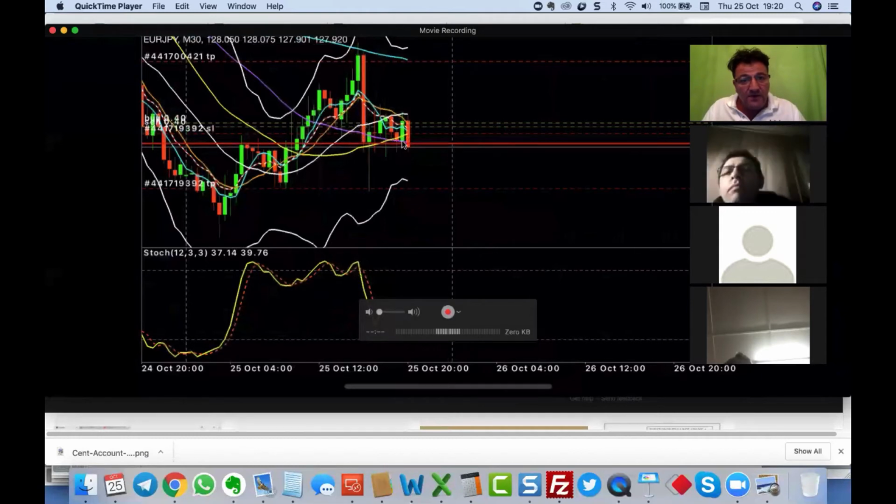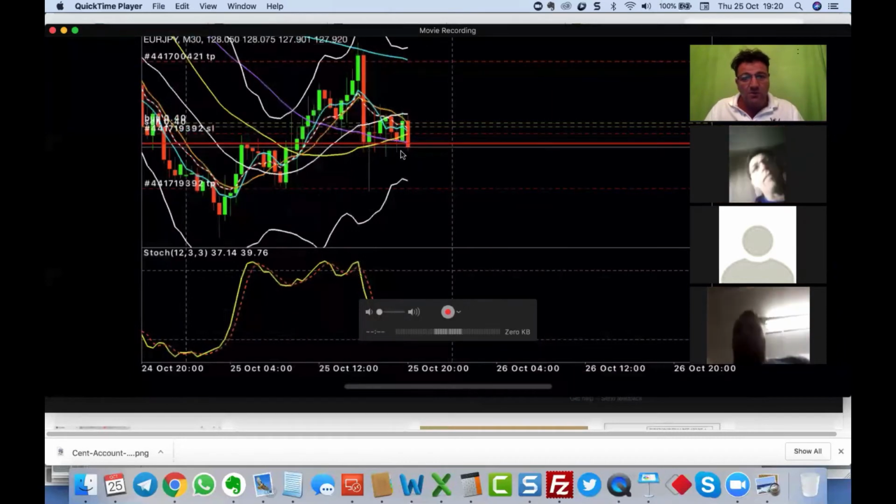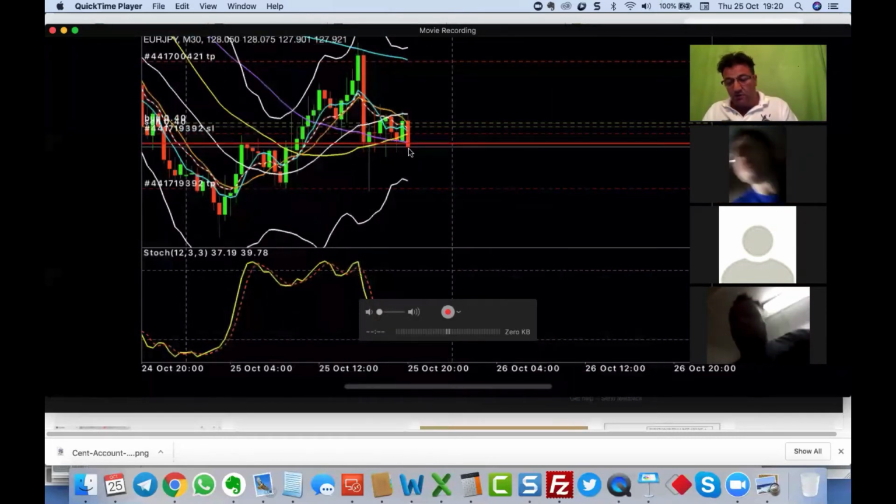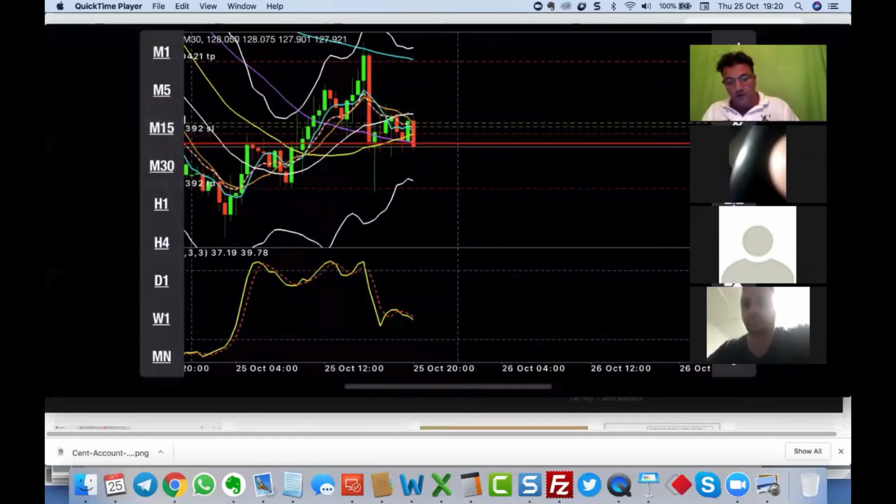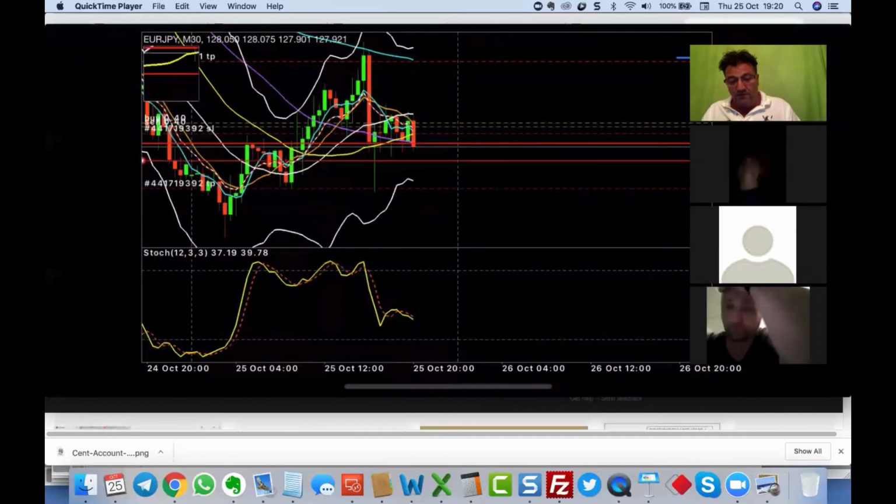Here's the 50. Here's the 34. Here's the Bollinger Band. What's it doing? Here we've got support. Let me move the support. Do I have a support line? No. So let's get a support line. There's a support line. There it is.